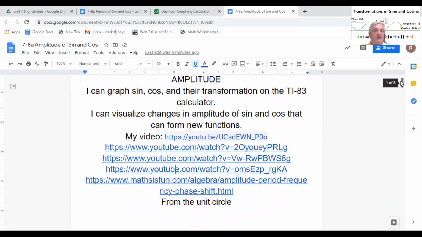It says I can graph sine, cosine, and their transformations on the TI-83 calculator. I can visualize changes in amplitude of sine and cosine that can form new functions.